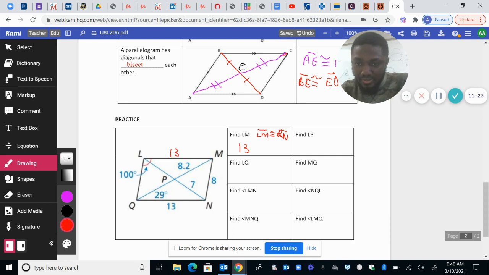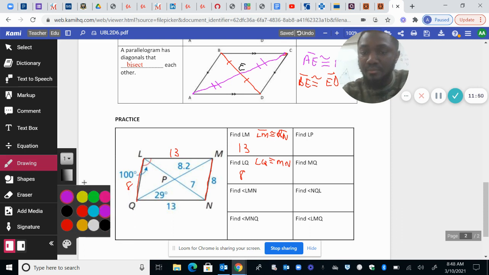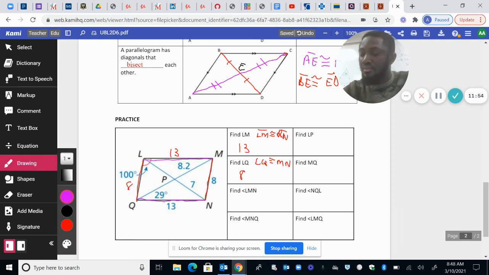Find which one again? LQ. We know LQ. I'm going to draw it. This is LQ, and LQ and MN are parallel and congruent. So LQ is congruent to MN, and MN happens to be 8, so it means LQ has to be 8 as well. So let me draw LM and QN.